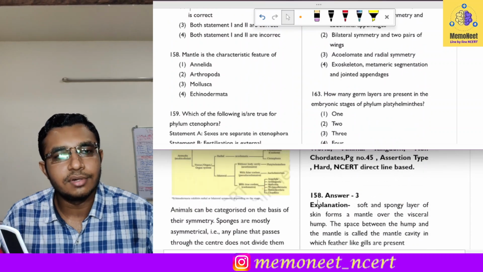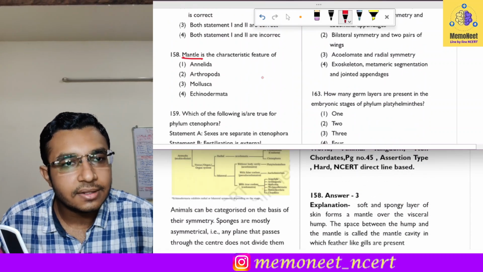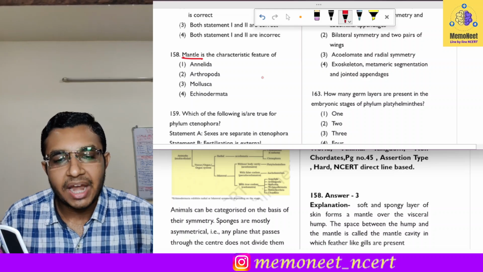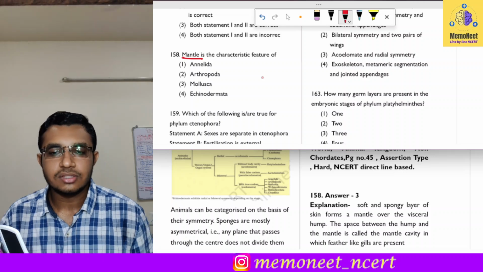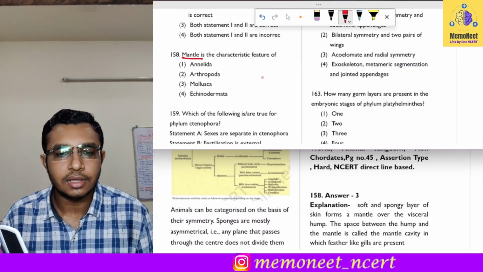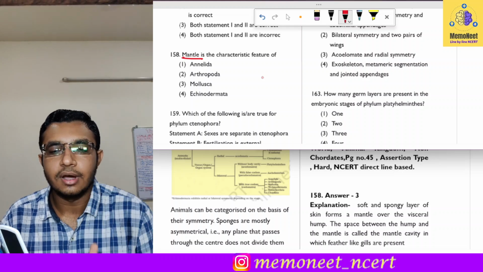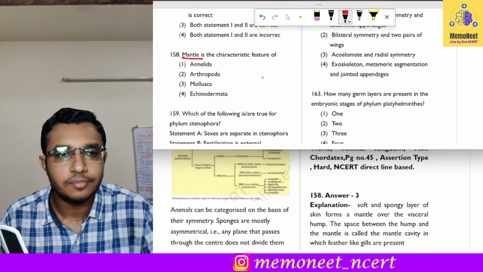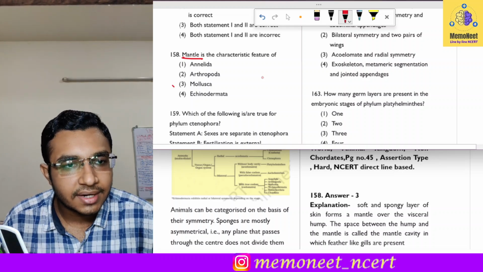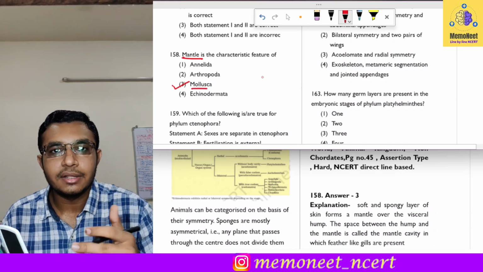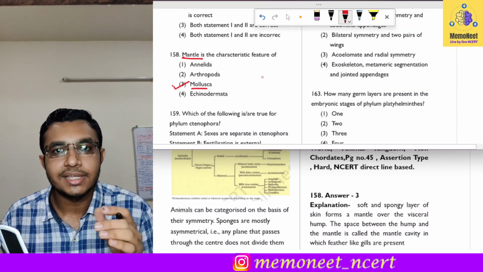Question number 158 states that mantle is the characteristic feature of which phylum? Now see, mantle is what? Mantle is a soft and spongy layer of skin. It is the mantle which covers the visceral hump in the phylum Mollusca. So mantle is the characteristic feature of Mollusca. And below the mantle the space is present, and that is called the mantle cavity.